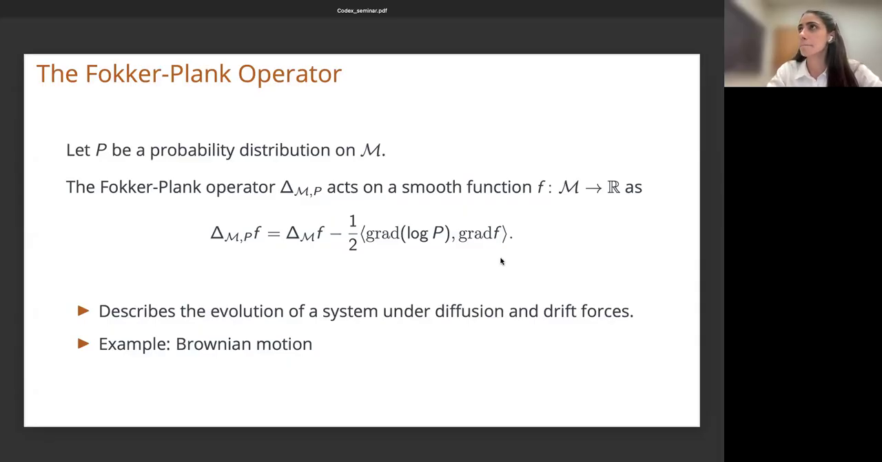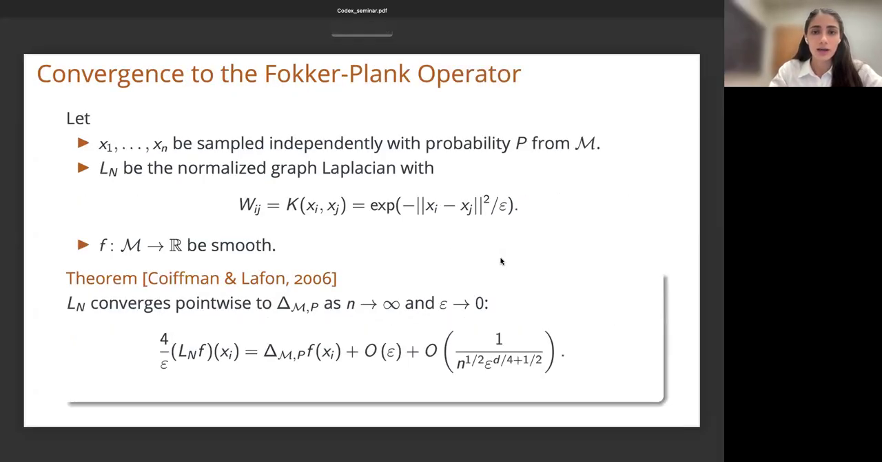So for example, how smoke comes out of a chimney, or how pollen moves in the air. So in this case, we have a diffusion process, but there are also drift forces that are going to influence our system. And so now when we have data that's sampled from a probability distribution on the manifold, the result is basically the same. So we're going to converge pointwise to this Fokker-Planck operator with the same convergence rate.